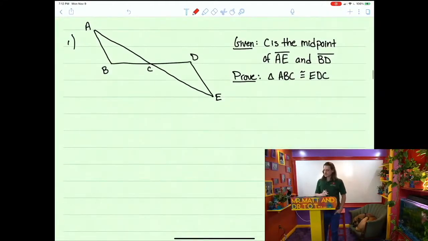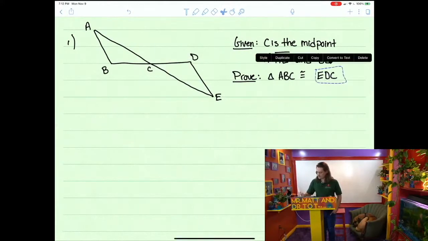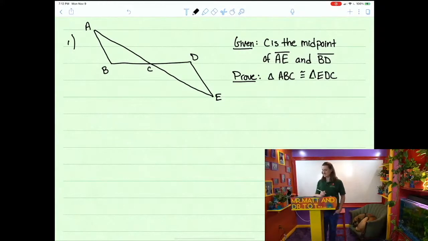So we're going to get into proofs today. You are going to prove to me, given that C is the midpoint of line segment AE and line segment BD, that triangle ABC is congruent to triangle EDC. That should have a triangle symbol there.